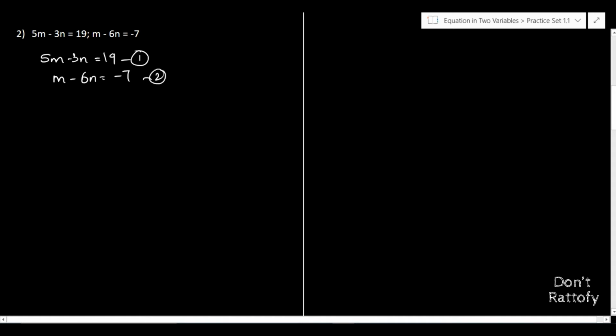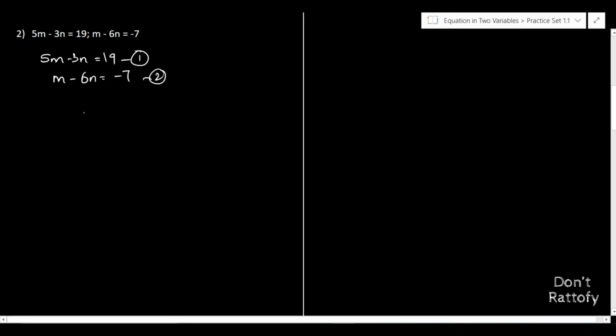Now here you can see I don't have any variable whose coefficient is the same in both the equations. So we have to convert the coefficient of one variable such that in both the equations the coefficient of that variable is the same. Here you can see I can do two things. If I multiply the second equation by 5, then in the first and second equation the coefficient of m will be 5. Or if I multiply the first equation by 2, then the coefficient of n in both equations will be 6, that is 6 in the first and second equation both. We can do any of these.